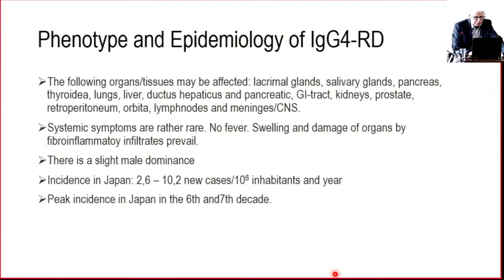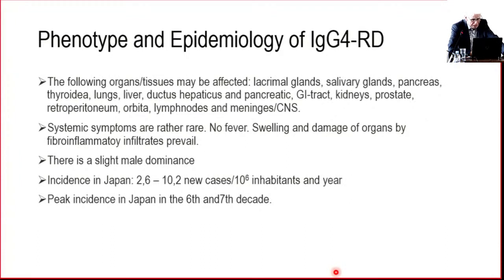The phenotype and epidemiology of the disease is as follows. Organs and tissues that may be affected include lacrimal glands, salivary glands, pancreas, thyroid, lungs, liver, ductus hepaticus and pancreaticus, gastrointestinal tract, kidneys, prostate, retroperitoneum, orbita, lymph nodes, and meninges. So it really is, or can be, a systemic disease. Not all these organs have to be affected, but once you have discovered the disease in one organ, you better look for others.